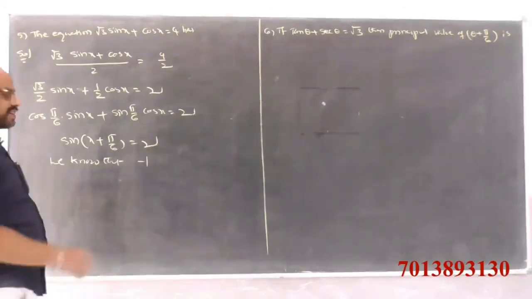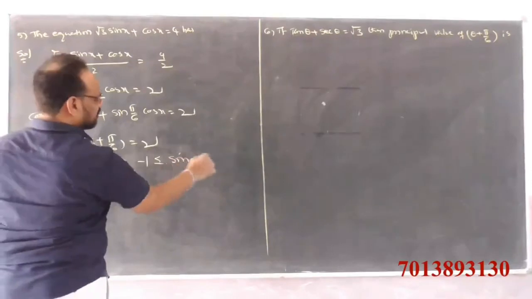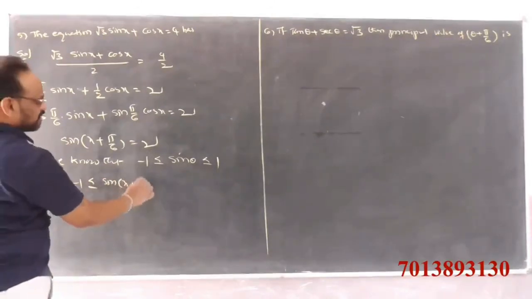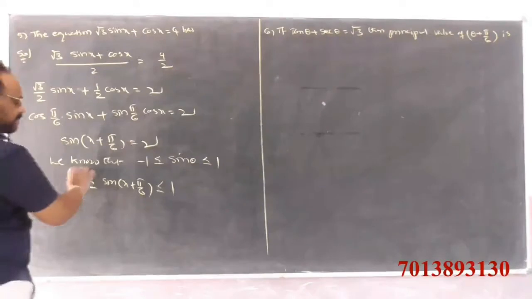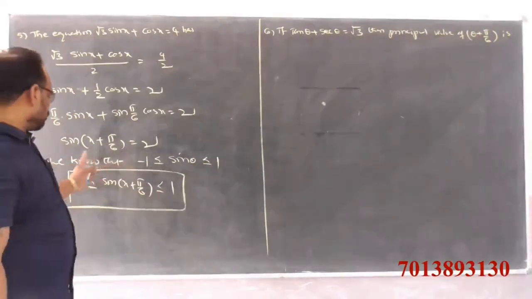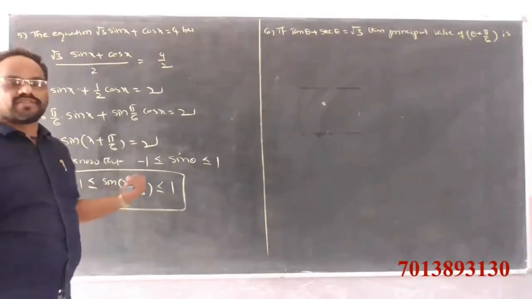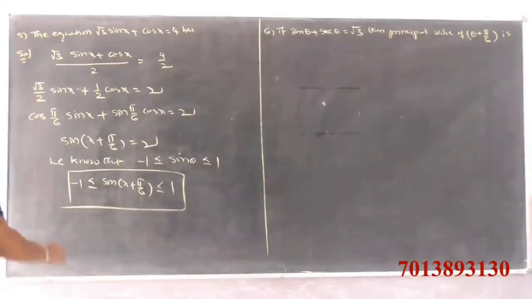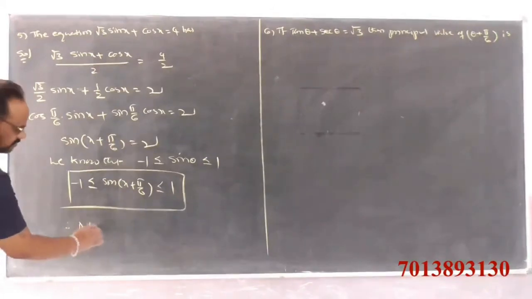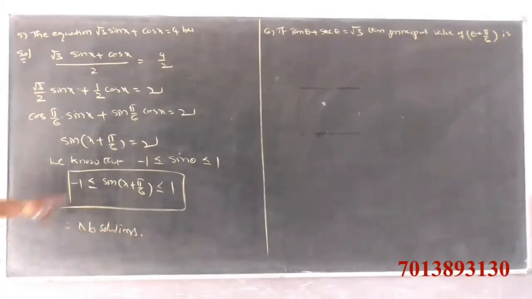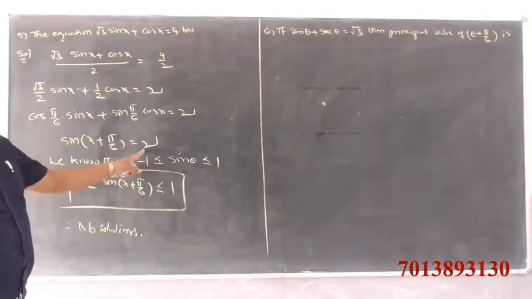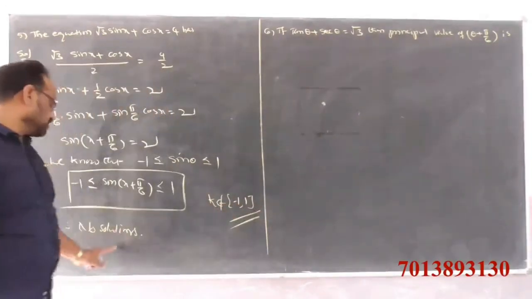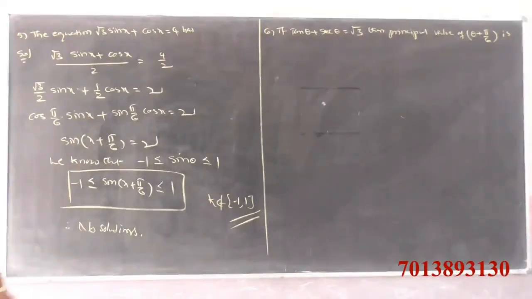We know the range of the sine function: minus 1 is less than or equal to sin theta, which is less than or equal to plus 1. So sin(x plus pi by 6) is always within minus 1 and plus 1, including minus 1 and plus 1. But here the value is 2. So we get no solution. Why? Because k does not belong to the interval minus 1 to plus 1. So in this situation, the trigonometric equation has no solution.